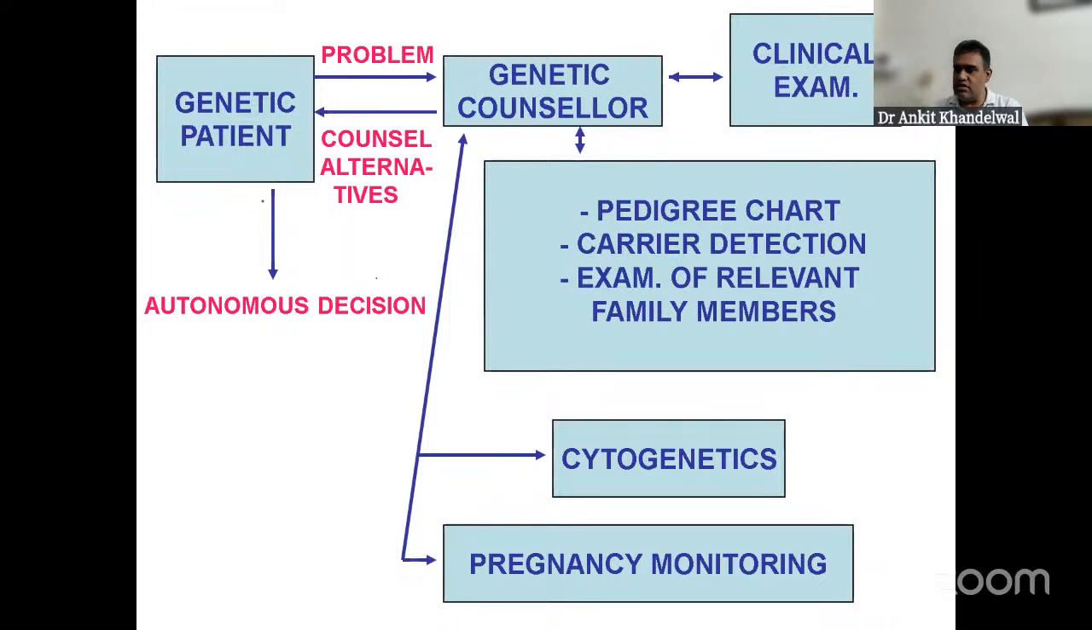Let us see. A genetic patient, a patient having the problem, is obviously seen by a genetic counselor, that is best. The genetic counselor will do pedigree charting, carrier detection, and examine relevant family members. There will also be a clinical examination, and obviously looking at the cytogenetics and monitoring of the pregnancy. So a genetic counselor is a must in a good big hospital, basically those with maternity wards and all. A good genetic counselor is needed over there.